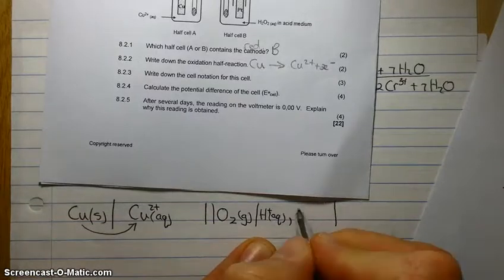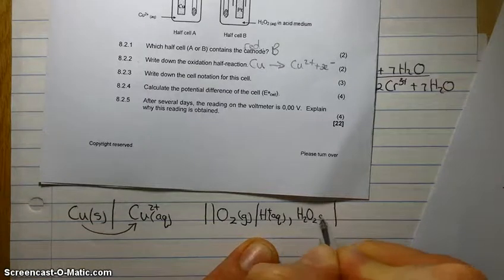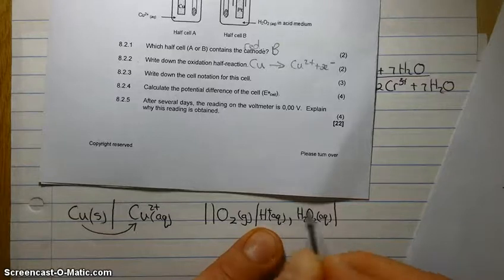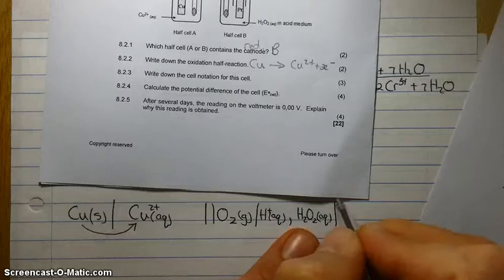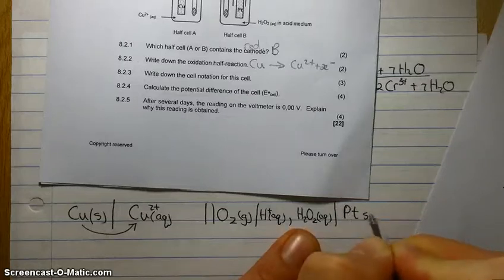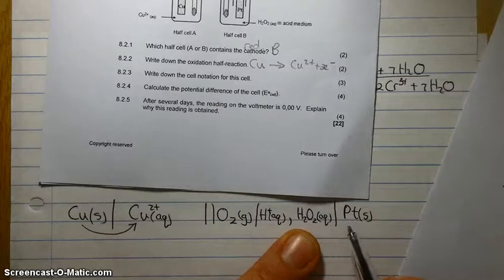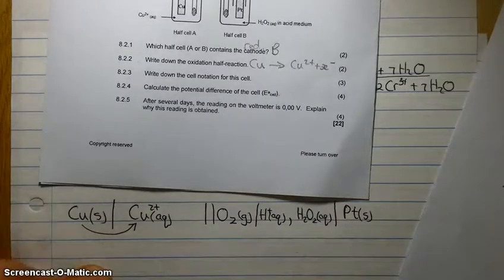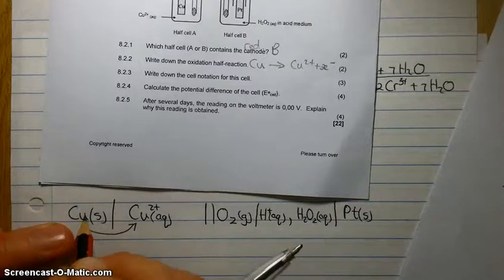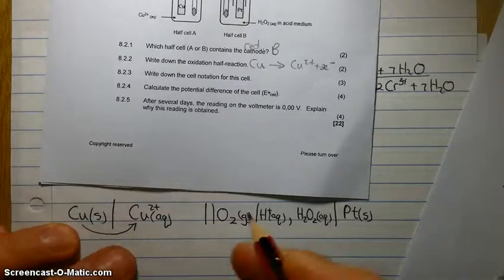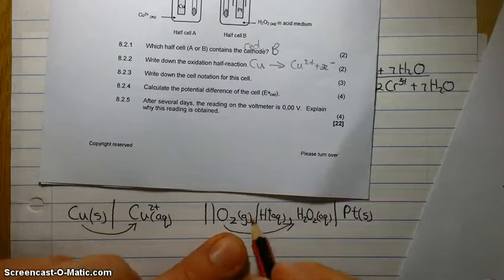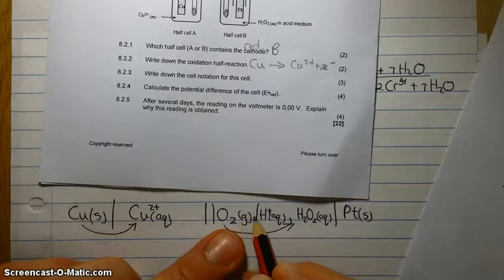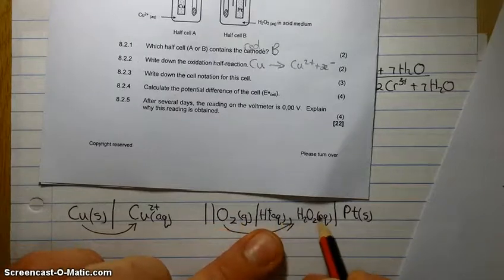Now we only put a comma once we have the same phases. If we have the same phases, then you put a comma. If you have different phases, then you put a solid line. And the platinum must also be remembered, because it is a platinum electrode that you have in the oxygen electrode. So I'm just going to go over this again. It is the reducing agent that is oxidized, and then it is the oxidizing agent that is reduced. You put a solid line when you have different phases. You put a comma when you have the same phase.